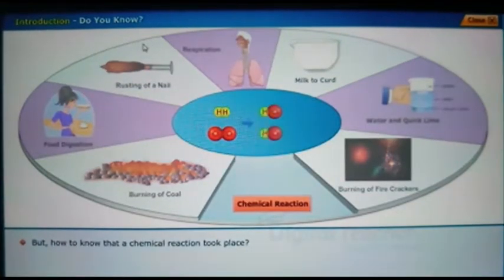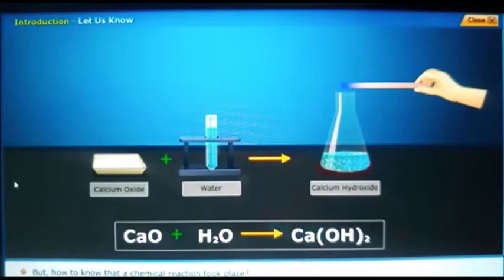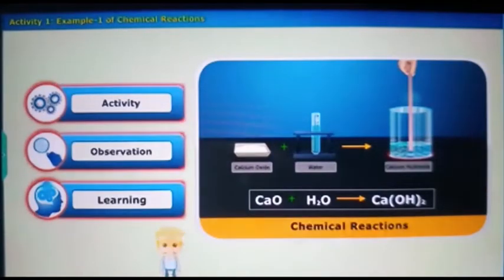But how do we know that a chemical reaction took place? Let's try to answer this question and learn about chemical reaction.